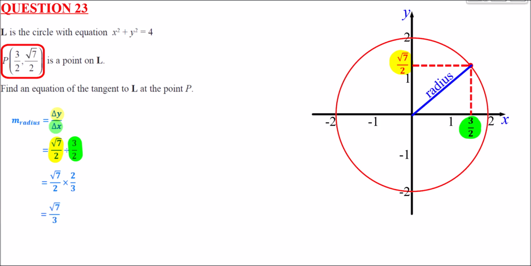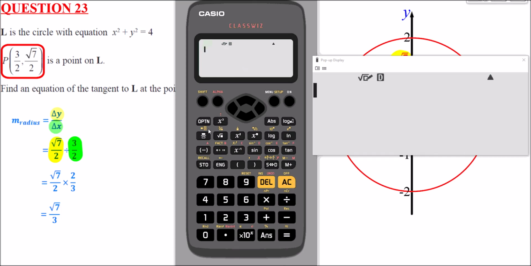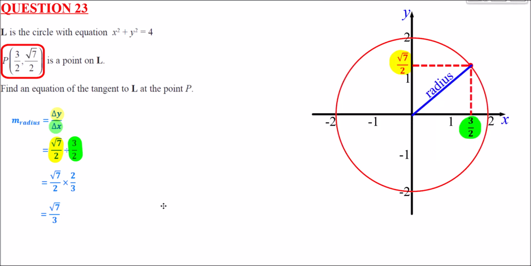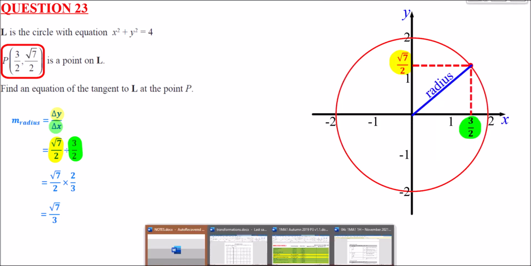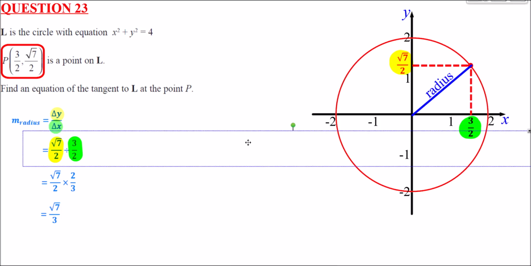So just showing you on a calculator what this would look like, you just type it in the easy way: root 7 over 2, then we needed to divide that by 3 over 2. That would have got root 7 over 3, which is obviously what we wanted to show. So what do we do now? Well, we know that the gradient of the radius is root 7 over 3, so how can this help us?